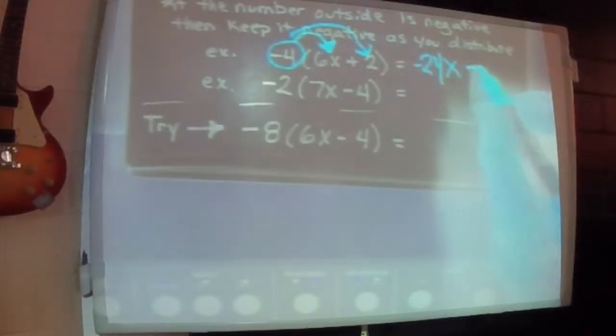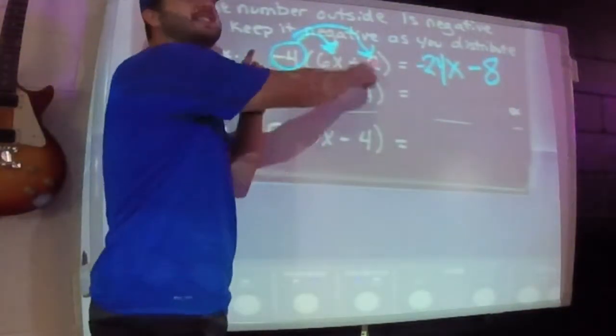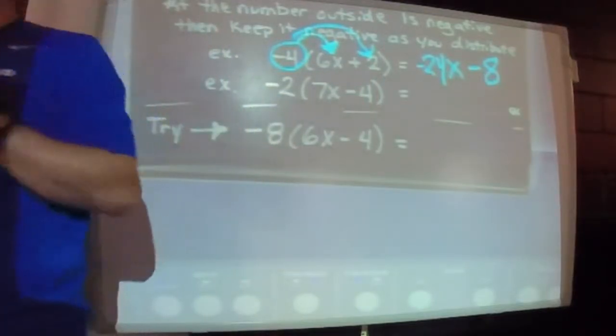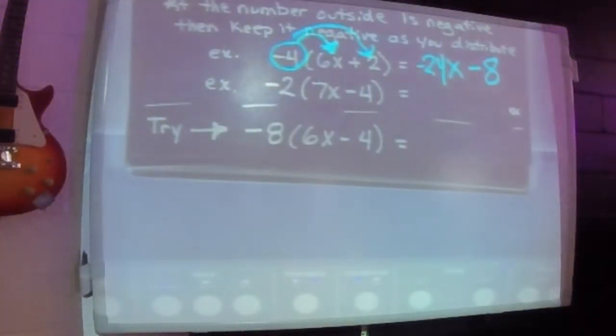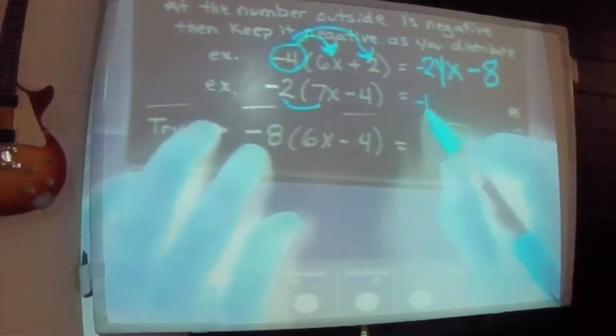And now it's negative 4 times 2. Negative 6? Negative 8. Saying negative 6, that's a common mistake. We've got to go, okay, negative 4 times 2 is negative 8. Negative 4 times negative 2, okay, negative 2 and 7 makes negative 14x.